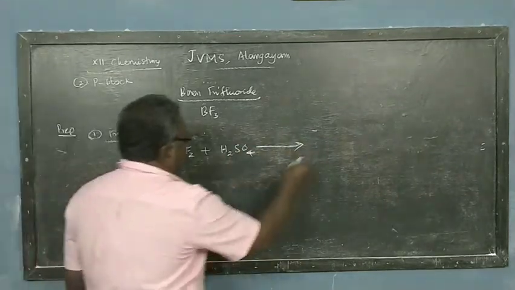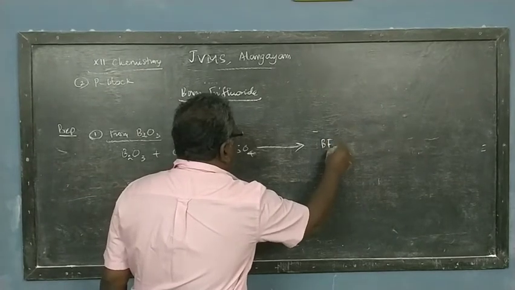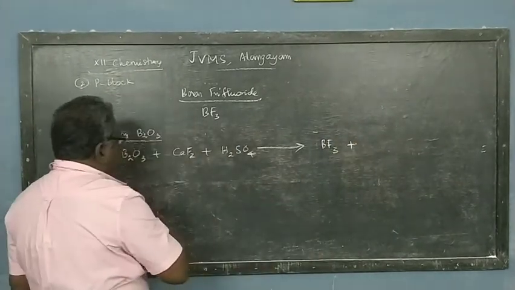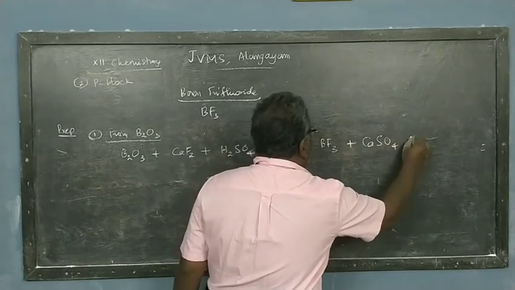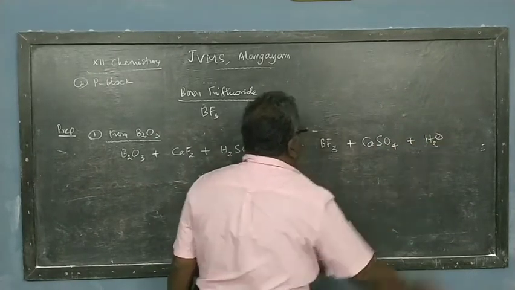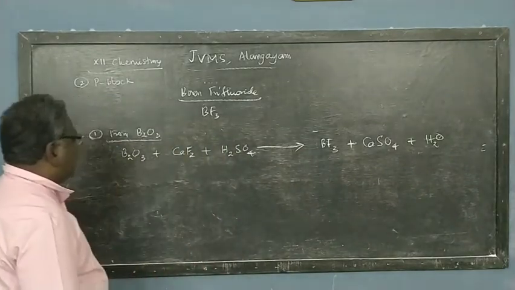Boron will join with fluorine forming boron trifluoride, and calcium will join with sulfate forming calcium sulfate. Hydrogen will join with oxygen forming water molecules. So it's easy to write the products, right?